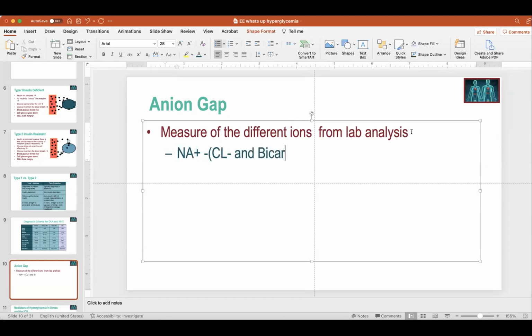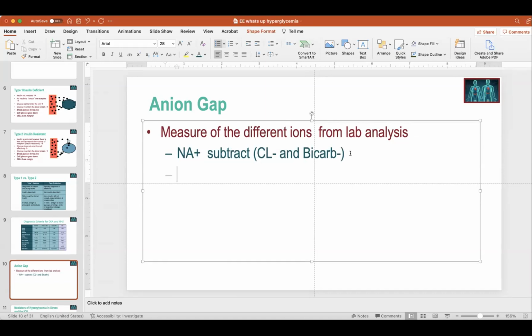Just writing the words out so there won't be any confusion. Okay, so sodium minus, so that's a subtraction. I'll write that word, subtract, chloride plus bicarb. So I add chloride and bicarb together, and then I subtract them from sodium.